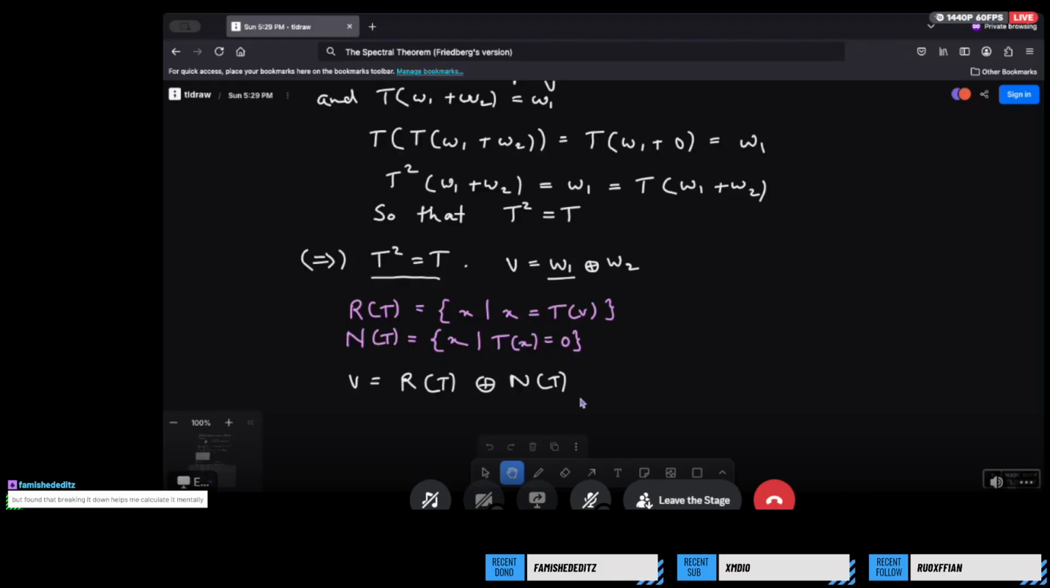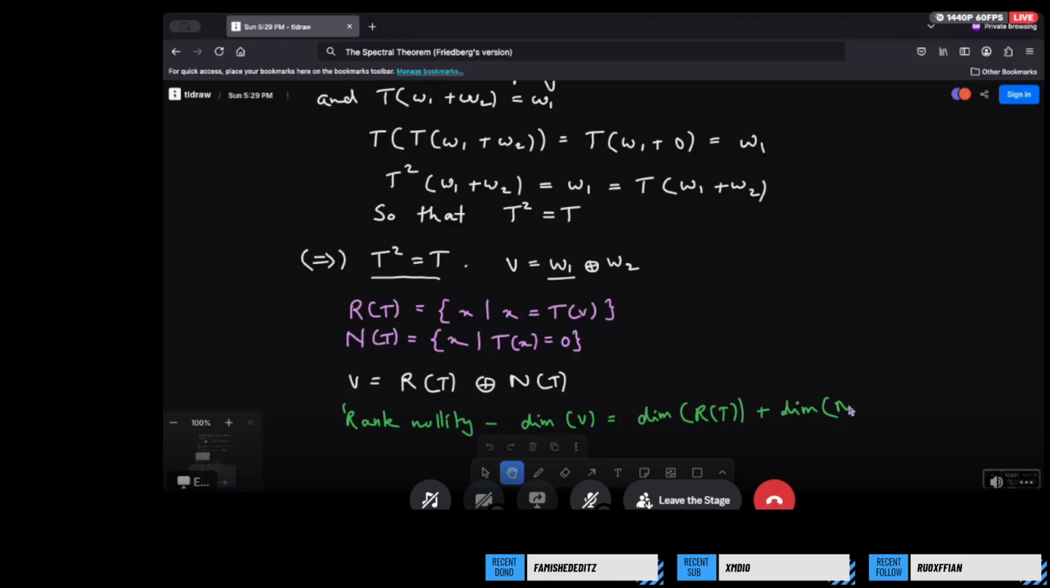And this kind of makes sense in finite dimensions because we have the famous rank nullity, right? Which says that the dimension of V is equal to the dimension of the image, in our current notation, R of T, plus the dimension of the kernel of T. So this is rank nullity. And so just going by intuition, we would want V to decompose this way. And all that's left is to show that this actually works out.